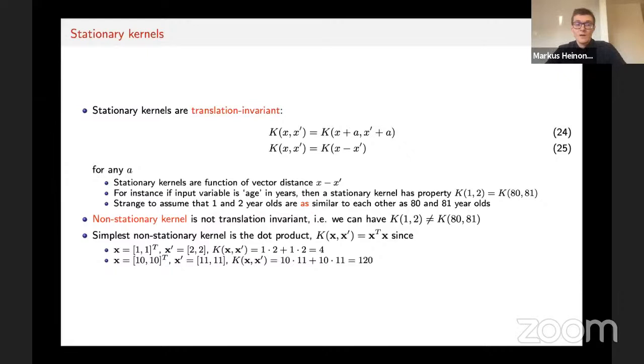The simplest non-stationary kernel is the dot product kernel, but that's not very useful or very common in practice. Okay, we have a question. Are there some transformation algorithms that turn non-stationary kernels into stationary ones? Yes, there is a family of methods called warping methods, where you can apply, for example, link functions like a logistic transformation and those kinds of things.